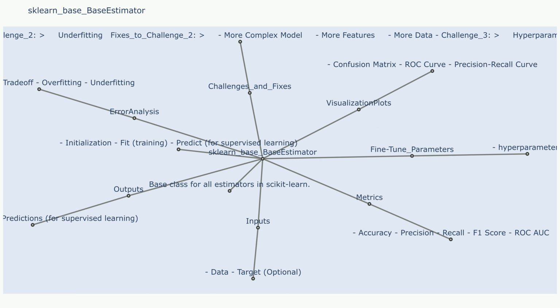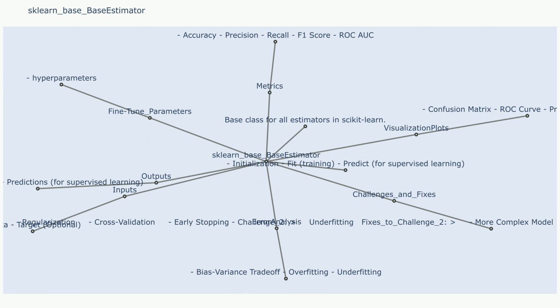Challenge 2: underfitting. The model is too simple and fails to capture the underlying patterns in the data. Sample use case that resulted in challenge 2: using a linear model on a nonlinear dataset. Fixes to challenge 2: use a more complex model that can capture nonlinear relationships. Add more features to the dataset. Increase the complexity of the model by adding more layers or neurons.